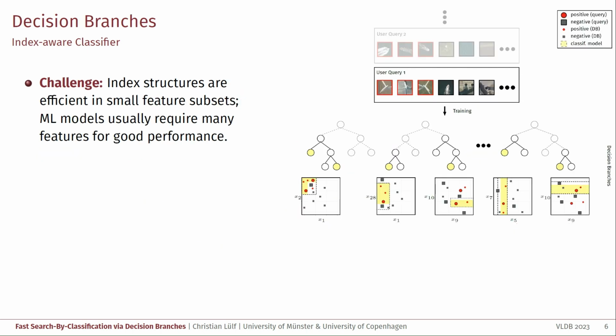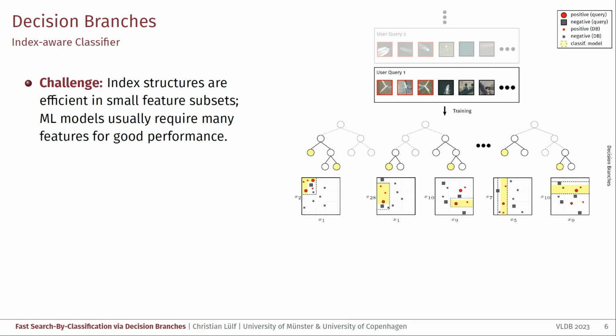A challenge we had to deal with was the fact that index structures are efficient for small feature subsets with up to 6 to 10 features, but become inefficient for high-dimensional data due to the curse of dimensionality. However, in order to learn complex data, like image data, machine learning models usually require many features to achieve a good classification performance. For instance, decision trees are usually unrestricted in the number of features used for the individual splits.